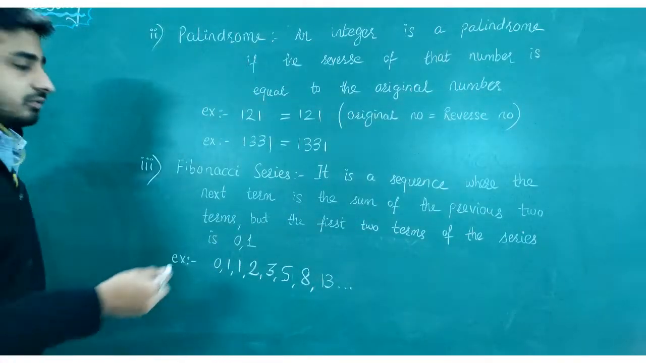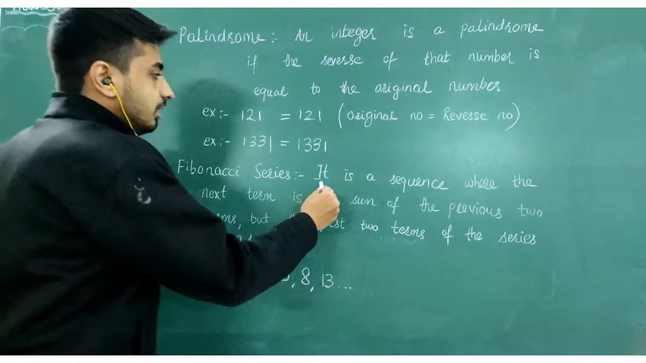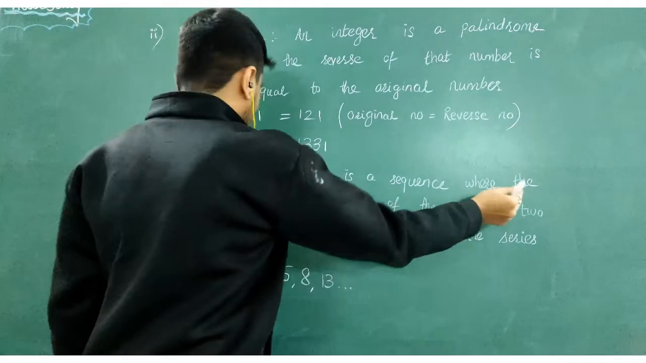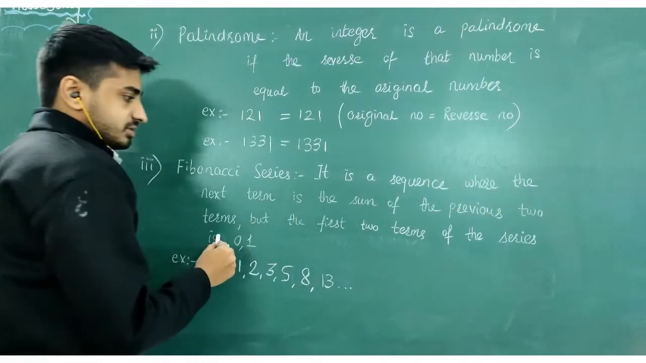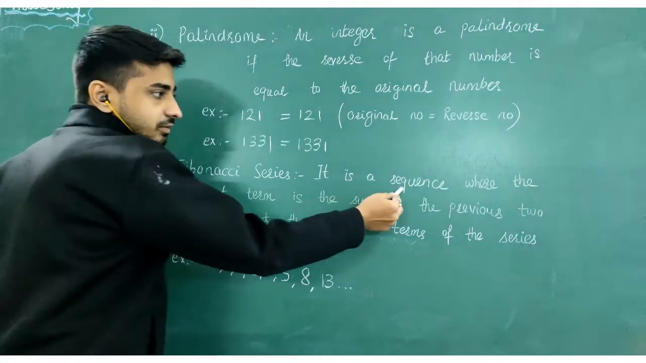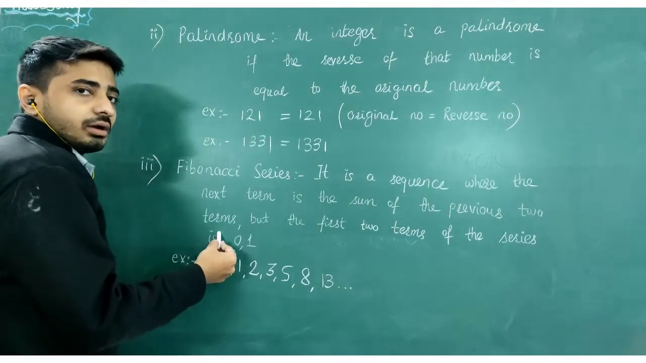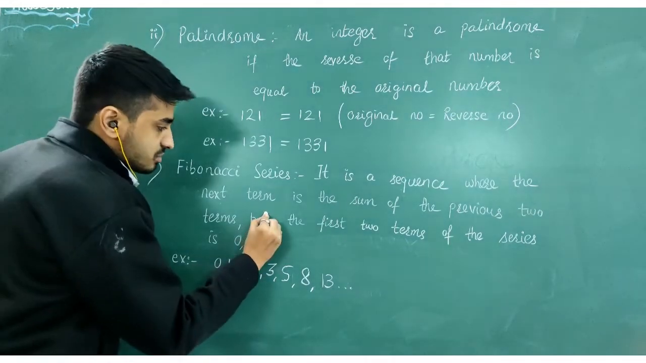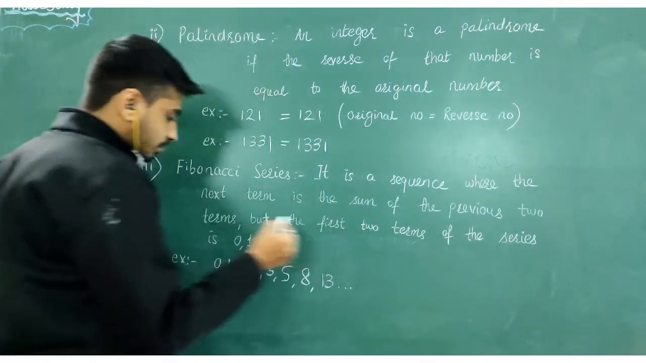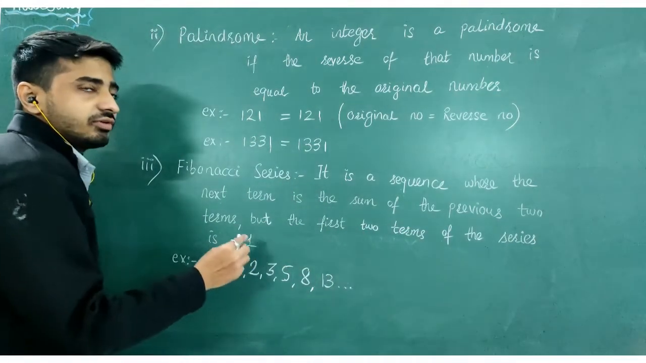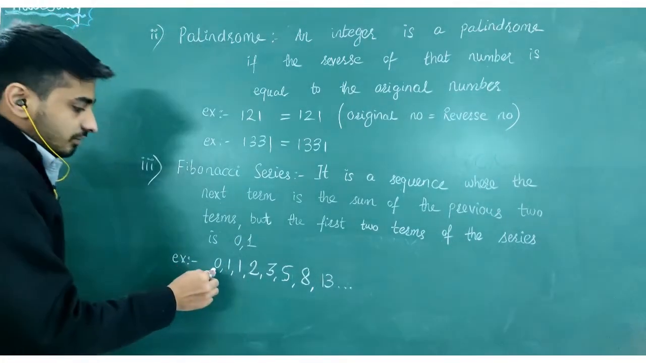Now moving on to the third one, Fibonacci series. What is Fibonacci series? It is a sequence where the next term is the sum of the previous two terms. But what is the condition? The first two terms of the series must be 0 and 1. This is the condition. The first two terms will be 0 and 1. So this is a Fibonacci series.